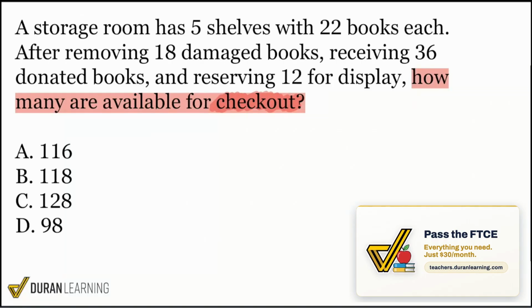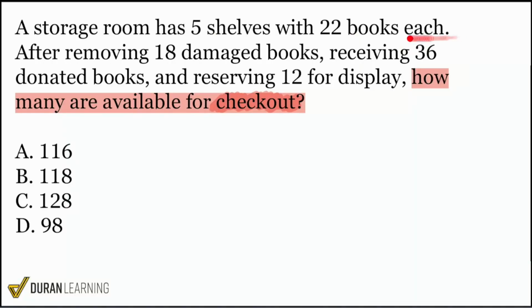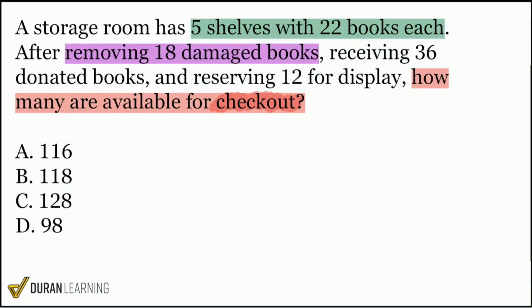So here it says a storage room has 5 shelves with 22 books each. Okay, I'll just log that for a moment. 5 shelves, 22 books each, so we can figure out how many books that is for sure. Then it says after removing 18 damaged books, everybody, if we are removing 18 damaged books, what operation is that hinting at? That's telling you what? Oh yeah, that is subtraction, and I will highlight that in purple. So removing 18 damaged books.